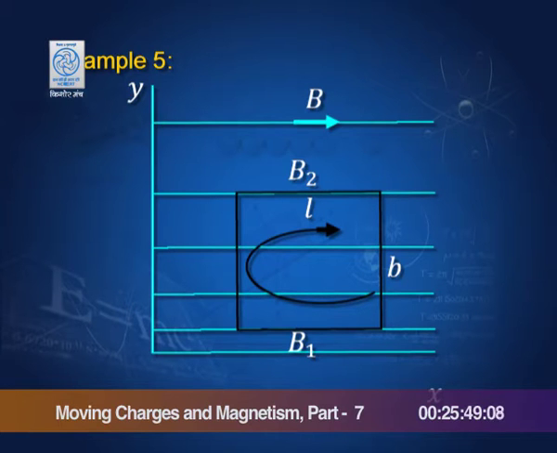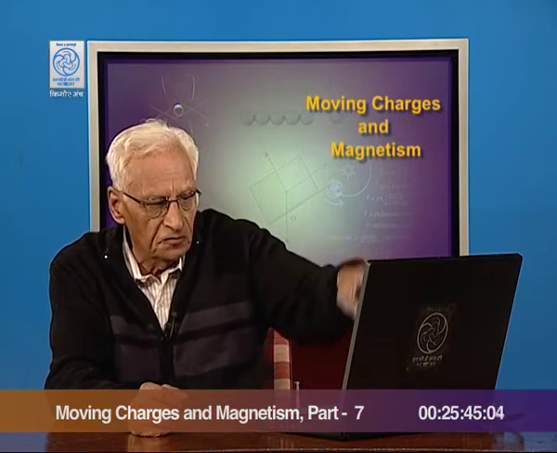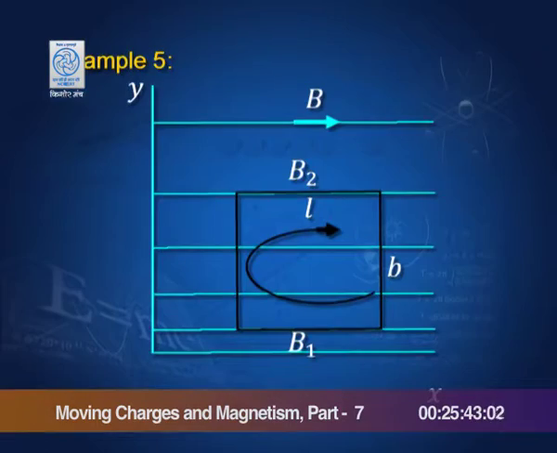This is the x direction, this is the y direction. So, it is pointing in the x direction, but is not uniform along the y direction. You can see the field lines are not uniformly spaced. At the top and bottom of the loop, the magnetic field strengths are B2 and B1. So, we have a loop here which is described clockwise, and the strength here is B2, the strength here is B1, and this side is equal to B.